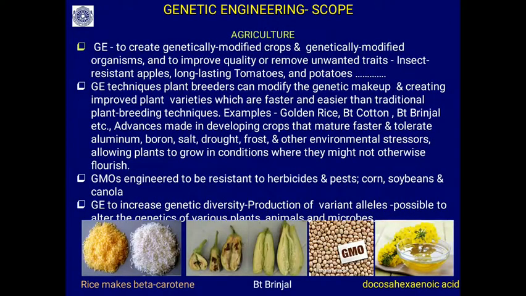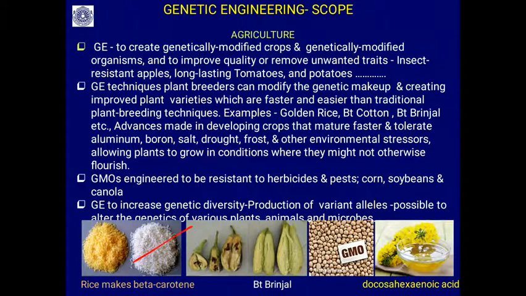So then in the field of agriculture, genetic engineering is used to create genetically modified crops, genetically modified organisms, to improve quality and remove unwanted traits: insect resistant apple, long lasting tomatoes, potatoes. Genetic engineering techniques in plant breeding can modify the genetic makeup and create improved plant varieties which are faster and easier than traditional plant breeding techniques.